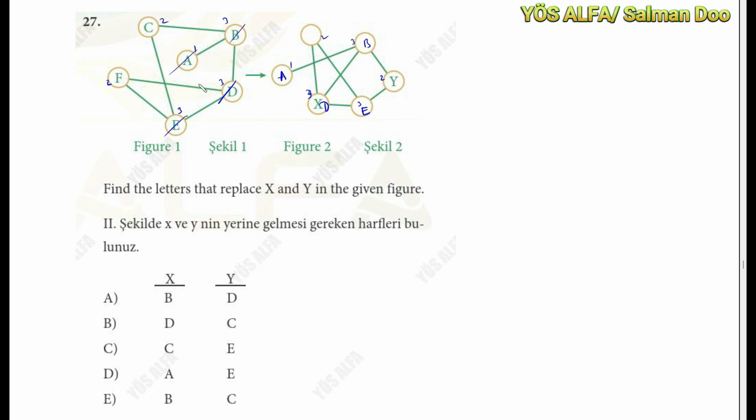This one is E. And we're left with only F and C. So connecting to E and D is F. So Y must be C. So our answer is D and C.